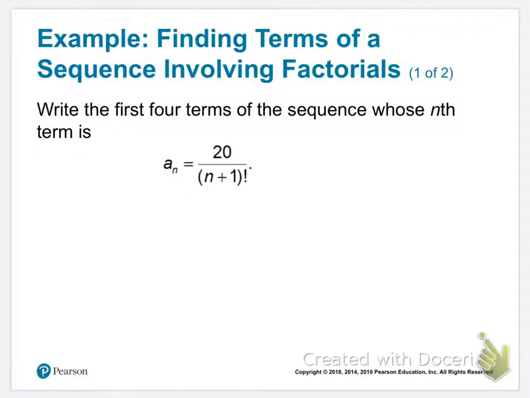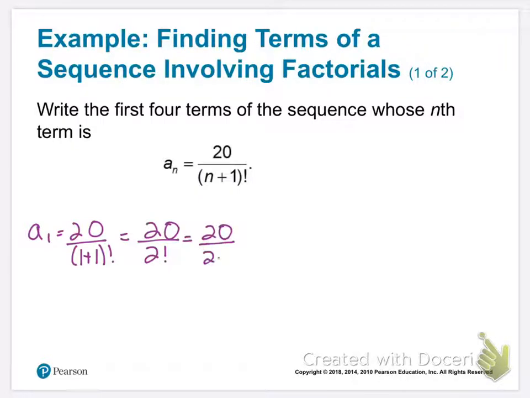So our first example is a sub n. I want us to write out the first 4 terms in this sequence. So we have a sub 1, which is 20 over 1 plus 1 factorial. So that's 20 over 2 factorial. Again, you probably don't have to write all this out, but I want to make sure you see it. Just 2 times 1, which is just 20 over 2. And we see that that is 10.